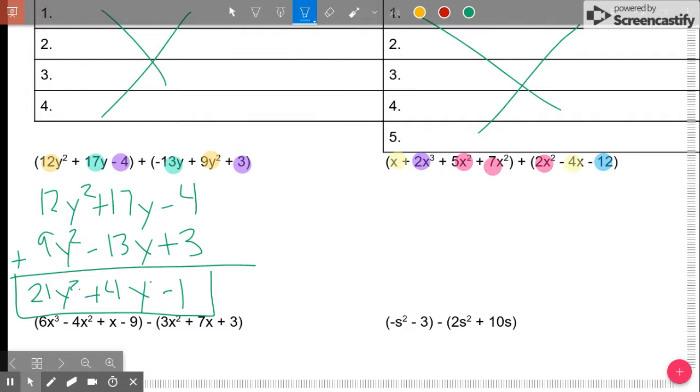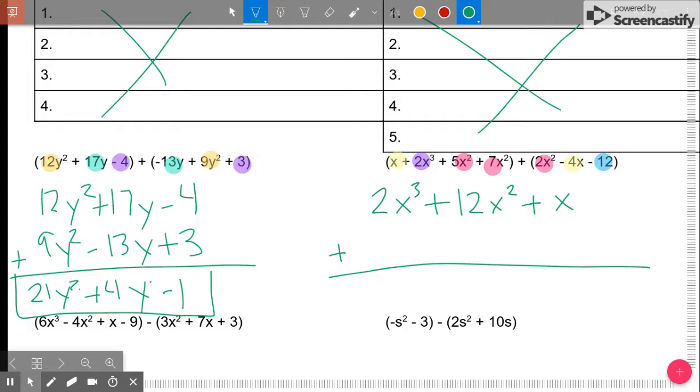So in doing that, we're going to then line up our biggest x. So we get 2x to the third plus 5x squared and 7x squared. You can make 12x squared since they're both x squared. You combine them. And then plus your x. You're going to add the next one on the bottom. So you don't have an x to the third, so you're going to put 0. You have 2x squared minus 4x minus 12. You don't have a constant in your top one, so you can just put plus 0.